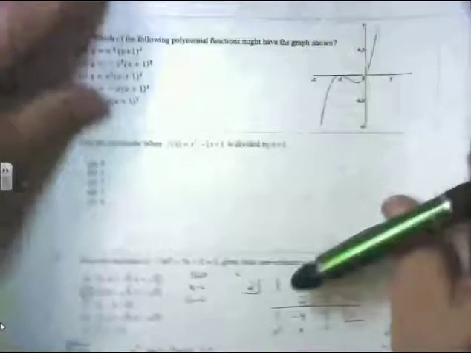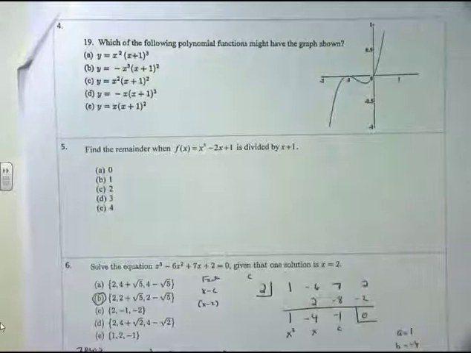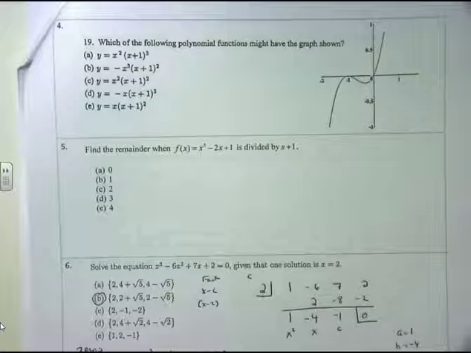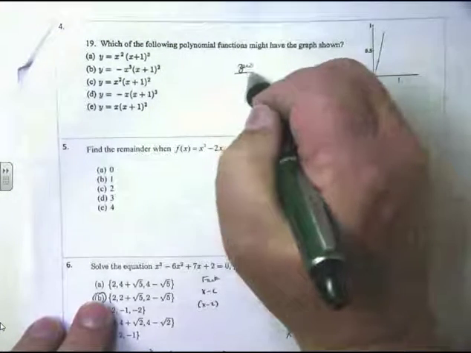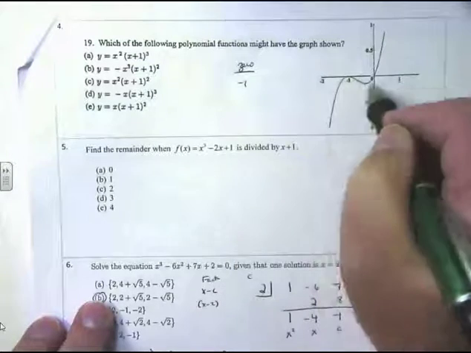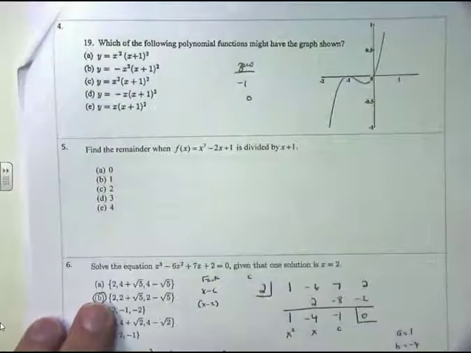So looking at our next problem, which of the following polynomial functions might have the graph shown? It's very similar to what we just did. So I notice that I have a zero at negative 1, and I have a zero, or an x-intercept, or a root at 0.